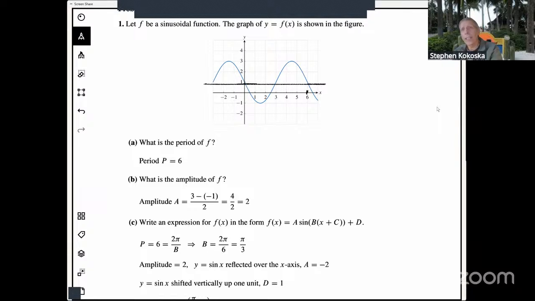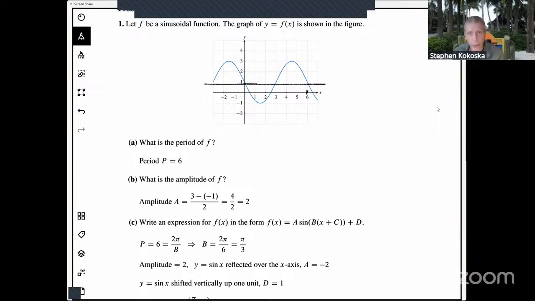Now, there are certainly other ways to do this. We could go from one peak to another peak. That seemed a little bit more inaccurate because if you look at those peaks, they don't really lie on a vertical grid line. So I felt a little uneasy about that. So I think I've got the period at 6.